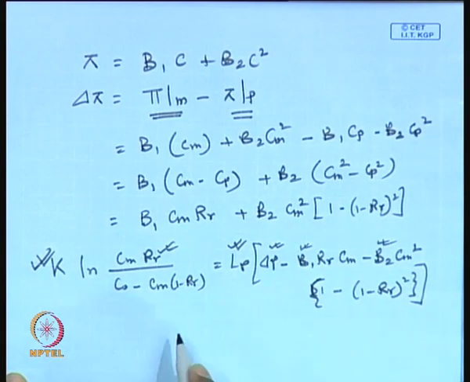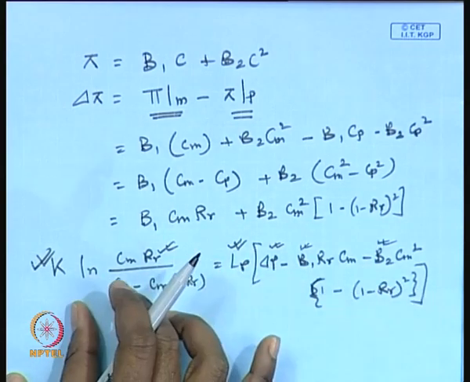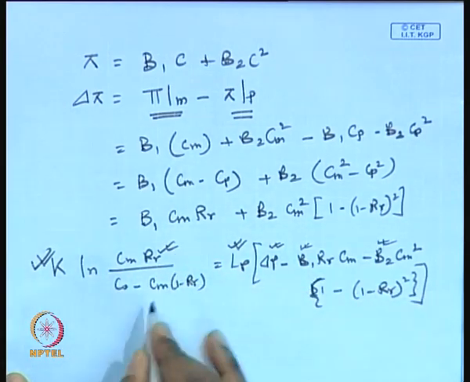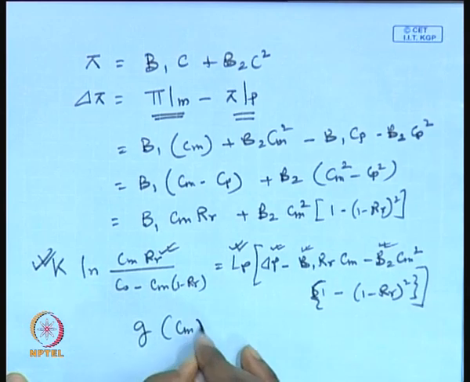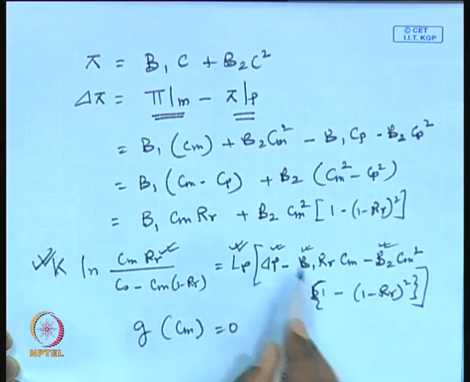So, this will be a nonlinear algebraic equation in terms of Cm only. You can take this equation on the left hand side or take this equation on the right hand side and write it in the form of G times Cm is equal to 0. So, it becomes a nonlinear algebraic equation in one variable Cm only.